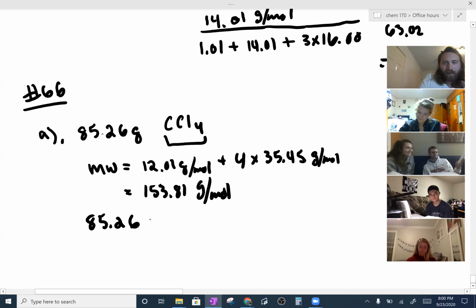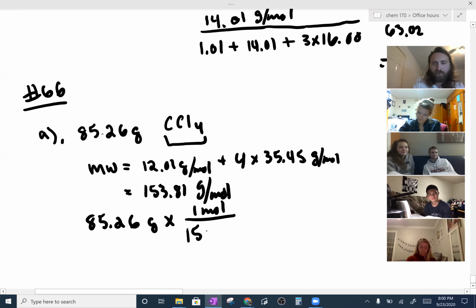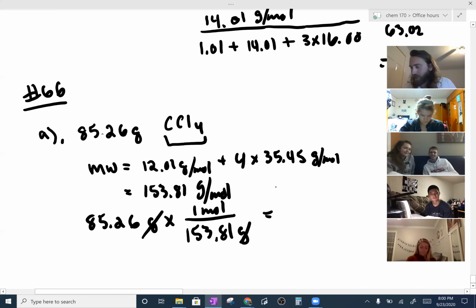Okay, so we take 85.26 grams and we want to multiply it by the inverse of this so that we can get it in moles. So this is 1 mole per 153.81 grams. Grams cancel out and I'm left with moles here. So this is 85.26 divided by 153.81. Can you guys hear my kids?